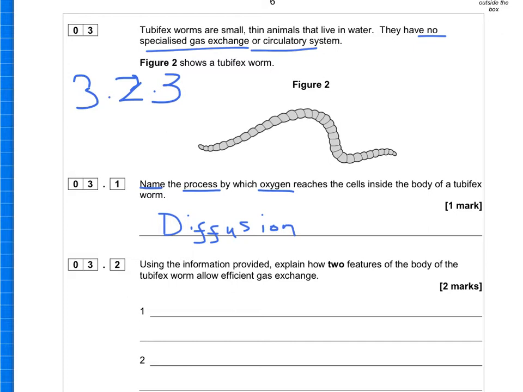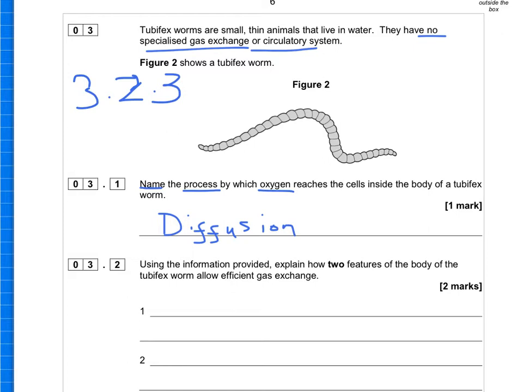Just a reminder, this question is related to gas exchange. This is going to be gas exchange in the tracheal system of an insect or similar invertebrates. So this is 3.2.3 in the spec.